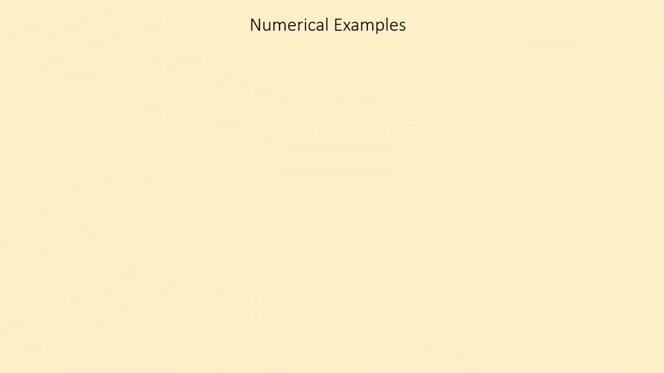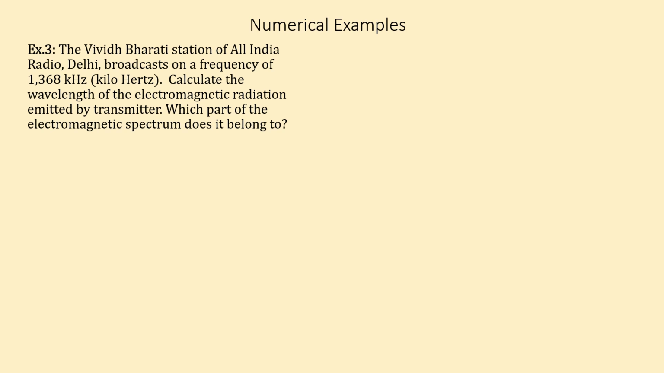Now let us quickly solve some numerical examples of electromagnetic waves. Example number 3. The Vivid Bharati station of All India Radio, Delhi broadcasts a frequency of 1368 kHz. Calculate the wavelength of the electromagnetic radiation emitted by the transmitter. Which part of the electromagnetic spectrum does it belong to? So we have to calculate the wavelength.